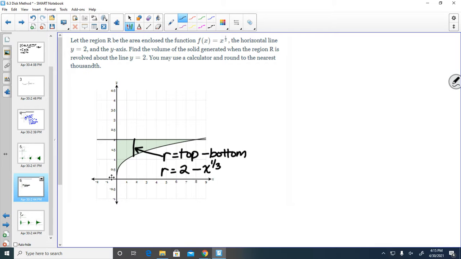Looks like I'm going to integrate from 0 to 8. So volume is going to be pi times the definite integral from 0 to 8 of the radius squared. And I would type this in. I'll get my decimal. And that's how you do the disk method. So go have some practice and enjoy.